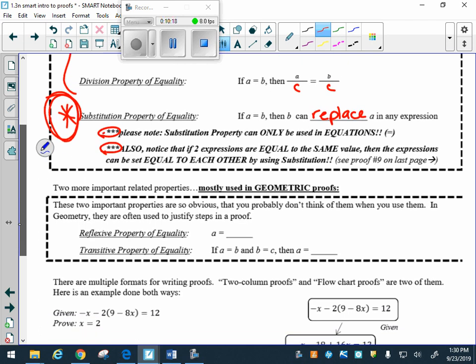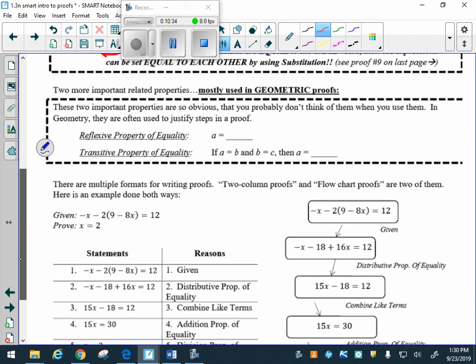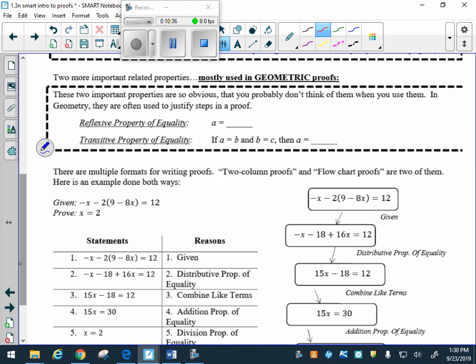All right. So this second thing that I have sort of triple starred is something we're going to have to come back to. It's not going to make much sense until we get a little deeper into our explanation of proofs. All right, a couple of properties that are not really algebraic properties, mostly used in geometry, are the reflexive property and the transitive property. Both are properties of equality, so again, used with equations.